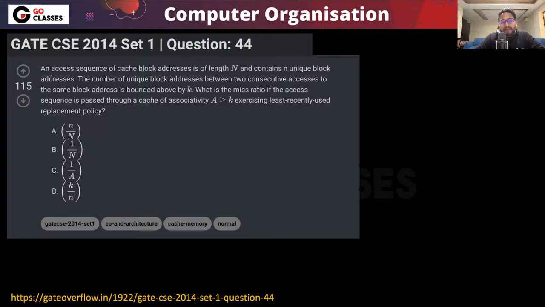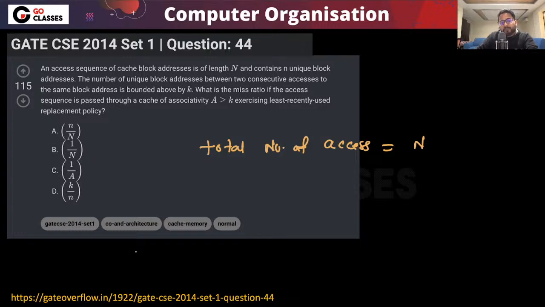They are saying that they are accessing some blocks, and addresses of length n. So they actually have a total number of accesses. Total number of accesses is n, capital N. This is the total number of accesses they are making, and then they are making n unique accesses. So what does this mean? Let me first walk you through the question, and then I will solve it. So suppose, let me just write it. You are accessing some blocks.